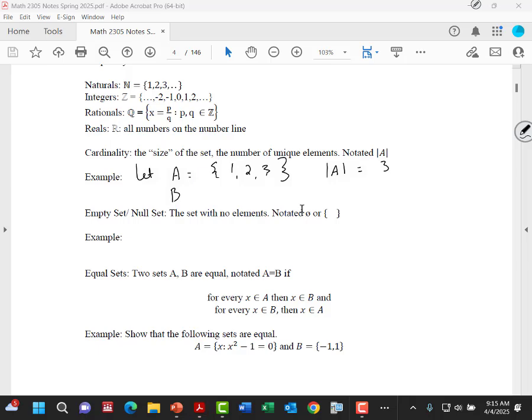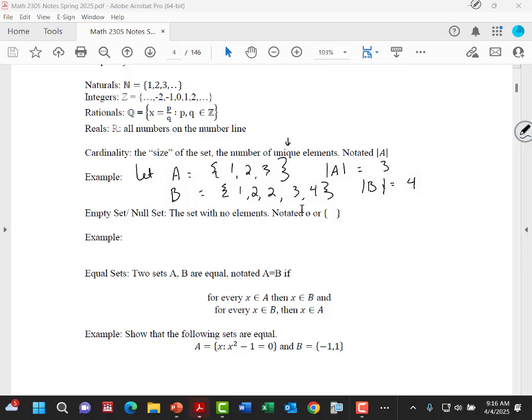If I let set B, for instance, be the set {1, 2, 2, 3, 4}, in this case, the cardinality of set B is 4. There are 4 unique elements in this set. Yes, the element number 2 is repeated, but when I'm interested in the cardinality, it is simply the number of unique elements in this set.